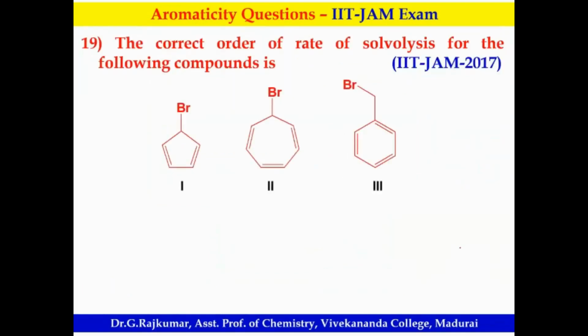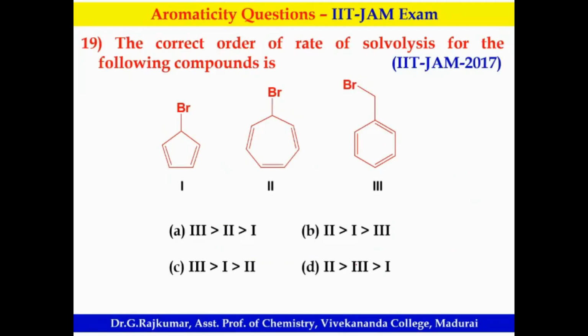The correct order is rate of solvolysis. JAM 2017. Rate of solvolysis. A and C. Previous question. Okay. Answer for this question. Option D. D, sir. Naveen Raja D. Because there is a formation of tropylium ion. Okay.